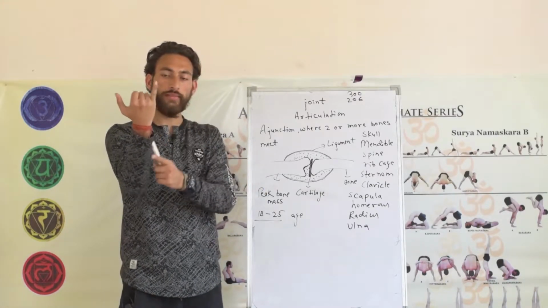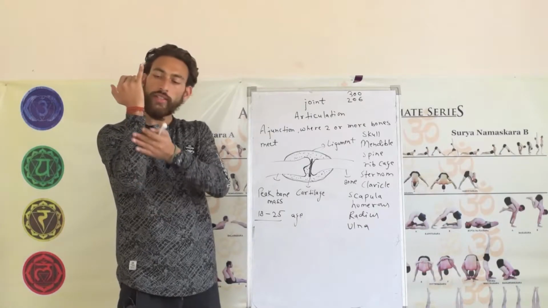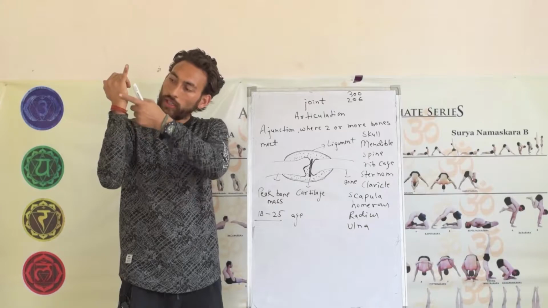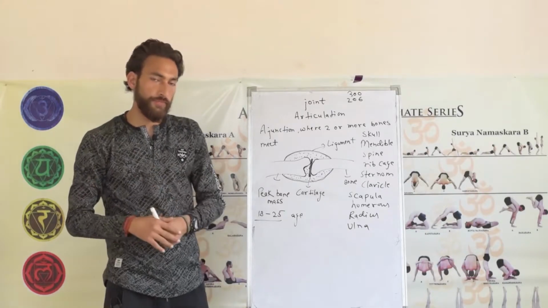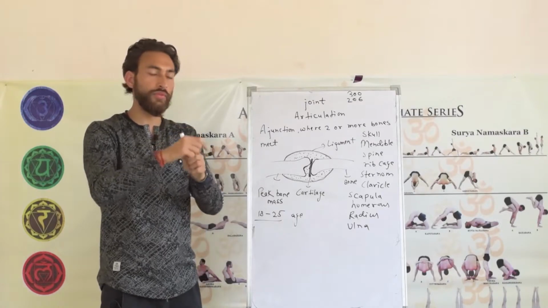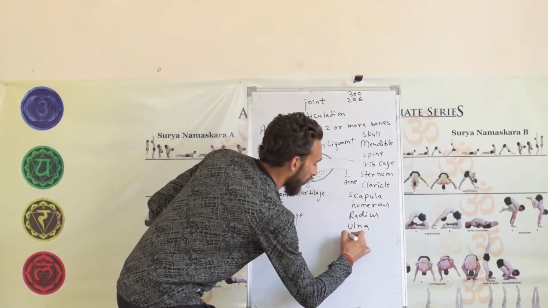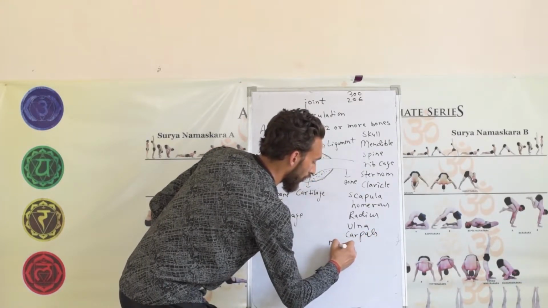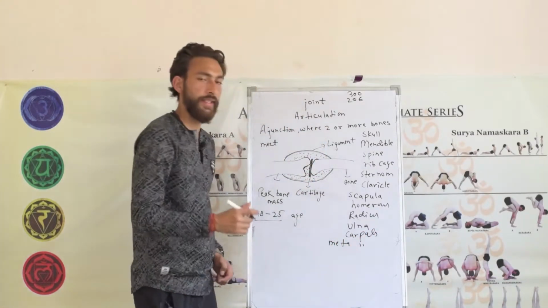Ulna, small finger, small name, ulna. So ulna is the bone which runs from the elbow to the little finger. After the ulna, into the wrist joint, we have tiny bones. These bones are called carpals. So carpals are the bones which are at the wrist.